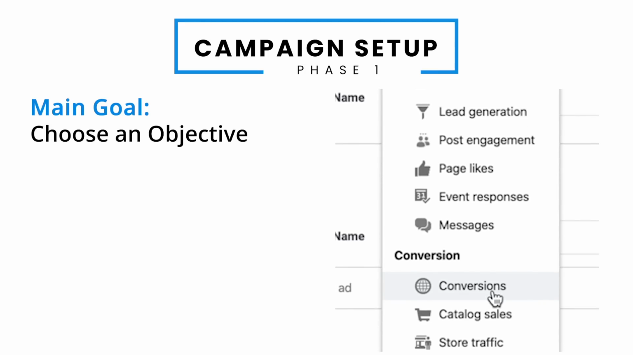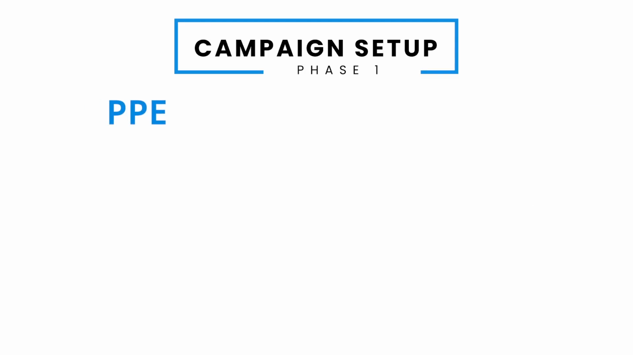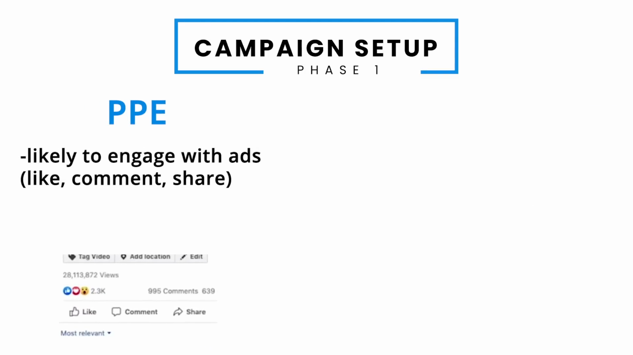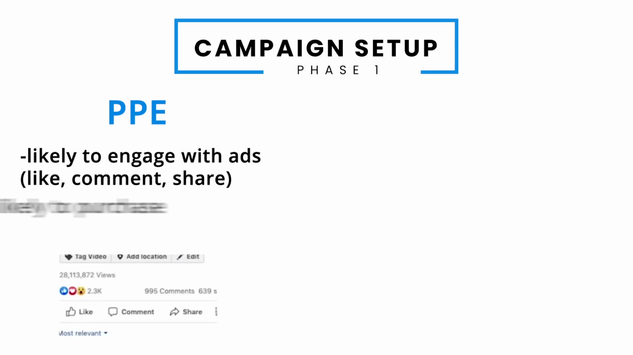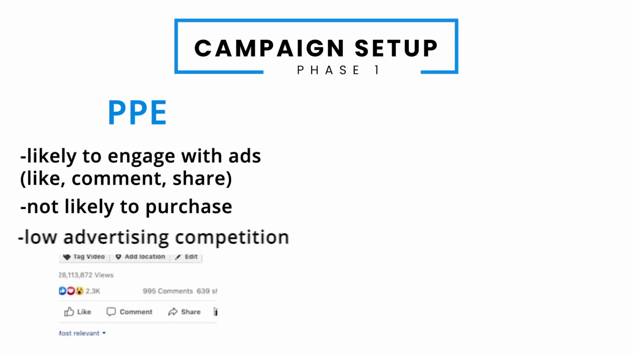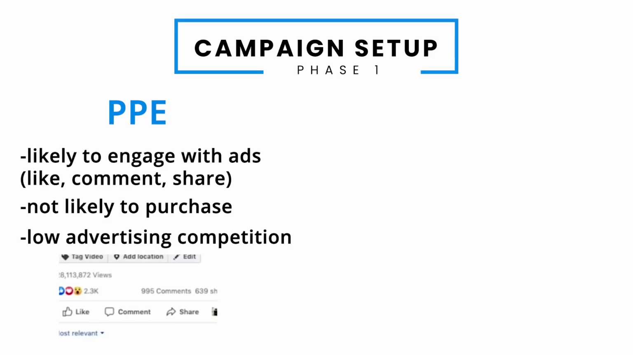The two most popular objectives among dropshippers are post engagement and conversions. Let's talk about how they're different and which one you should choose. First, the post engagement objective will give you a group of users who are likely to engage with advertisements. They will like, comment, and share advertisements, but unfortunately, they almost never make a purchase. Advertising competition is low for this objective because there is no real value outside of just building social proof.